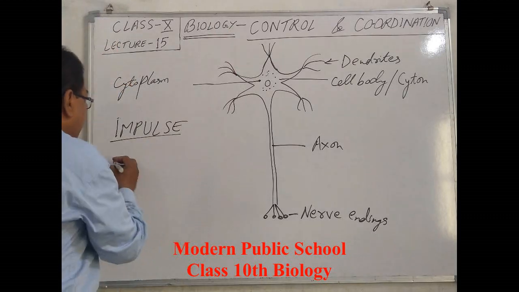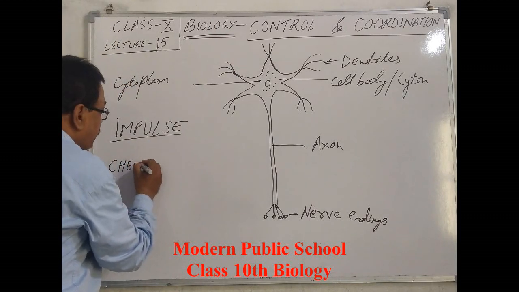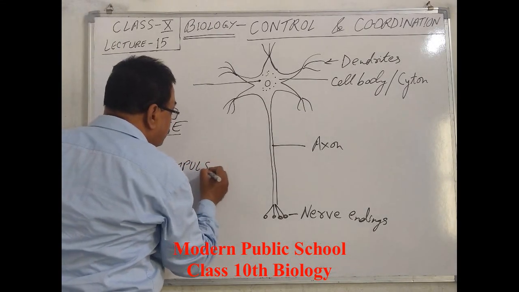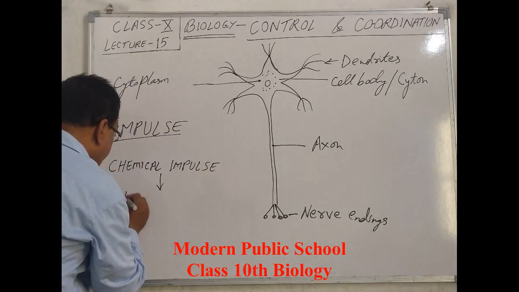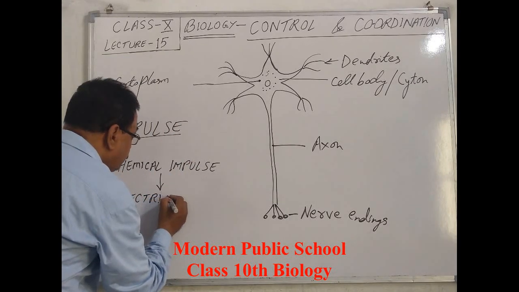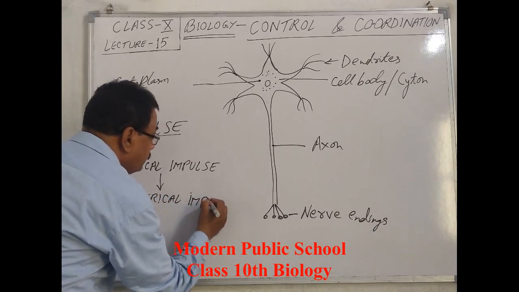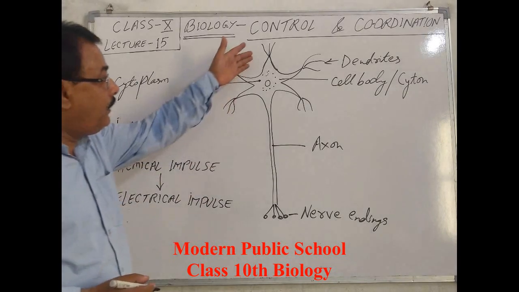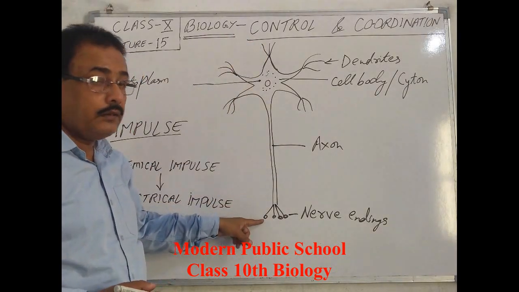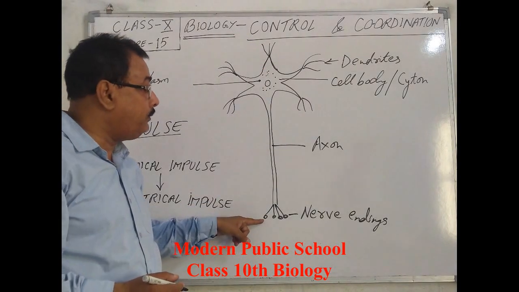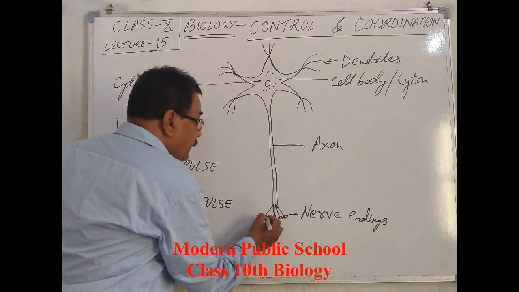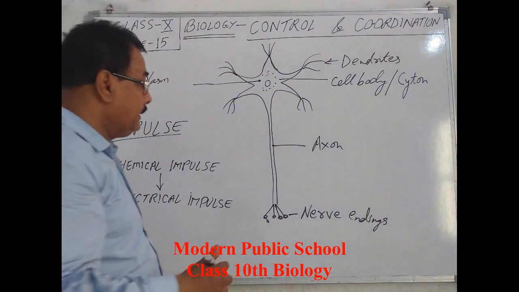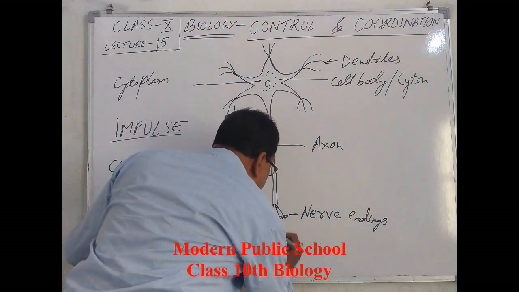That's why you see here that the chemical impulse is changing to an electrical impulse. When the electrical impulse reaches the tip of the nerve ending, this nerve ending will discharge, will secrete a neurotransmitter.